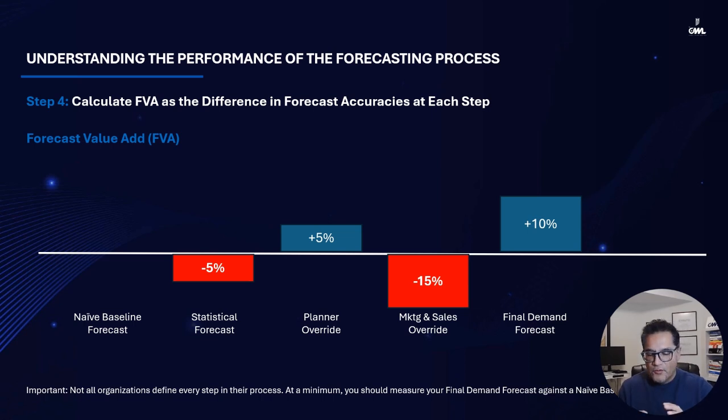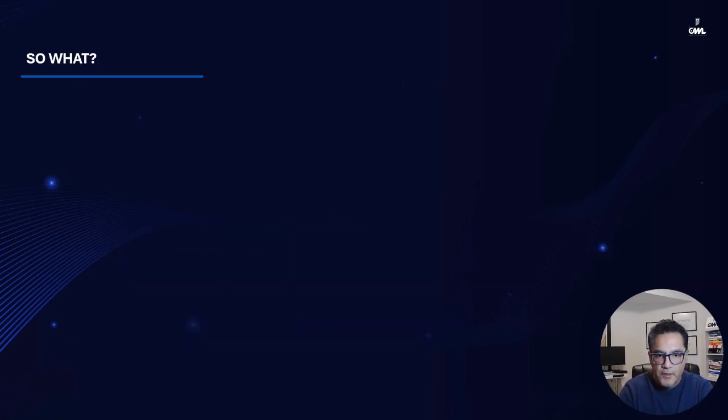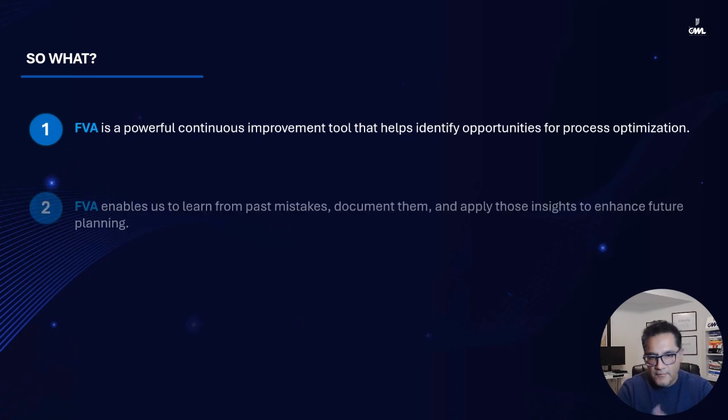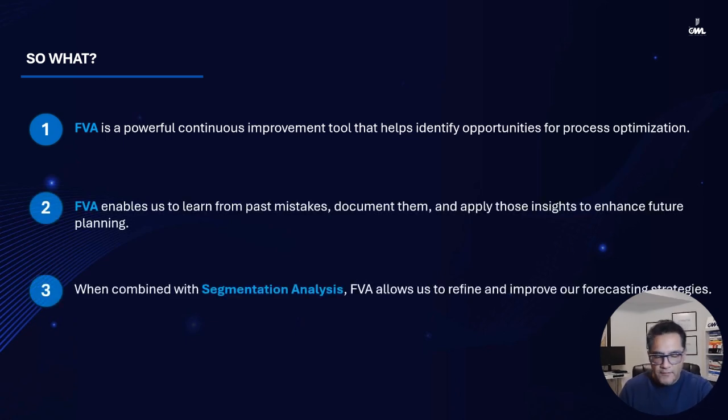So it allows you to diagnose where the areas for improvement are and potentially take more strategic action moving forward. Connected to what you just said, FVA is essentially a powerful continuous improvement tool that helps you identify opportunities for process optimization. When you think about your demand planning process, it shows where there are areas for improvement, optimization, and increased productivity, so you don't waste your time on things that are not adding value.